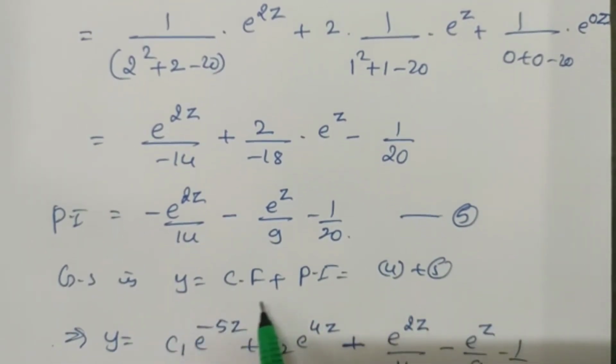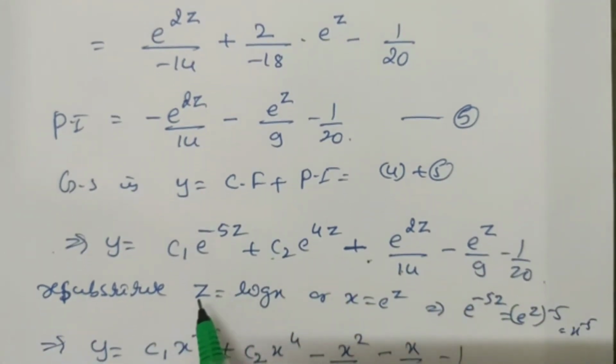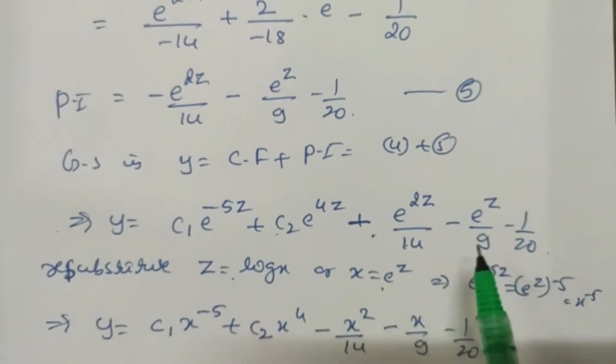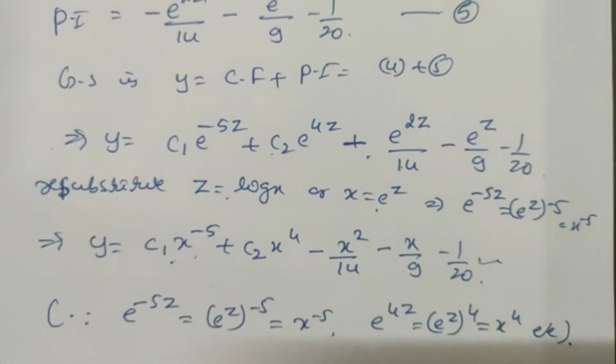The general solution is complementary function plus particular integral. So you will get c1 e raised to minus 5z plus c2 e raised to 4z minus e raised to 2z by 14 minus e raised to z by 9 minus 1 by 20. Just now I told you, you have to resubstitute the value of z: z equals log x, or x equals e raised to z. So e raised to minus 5z can be taken as (e raised to z) raised to minus 5, that is x to the power of minus 5. And e raised to 4z is x to the power of 4, e raised to 2z is x square, and e raised to z is x. So it becomes y equals c1 x to the power of minus 5 plus c2 x to the power of 4 minus x square by 14 minus x by 9 minus 1 by 20. This is the required general solution of this problem.